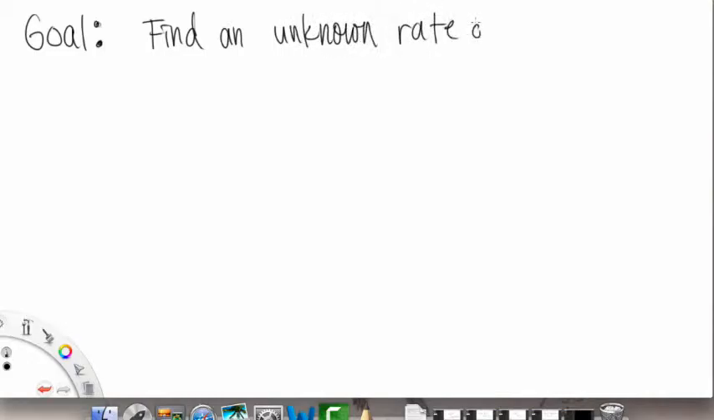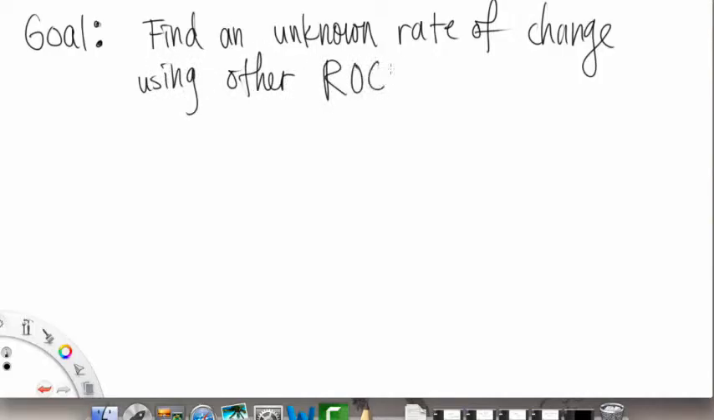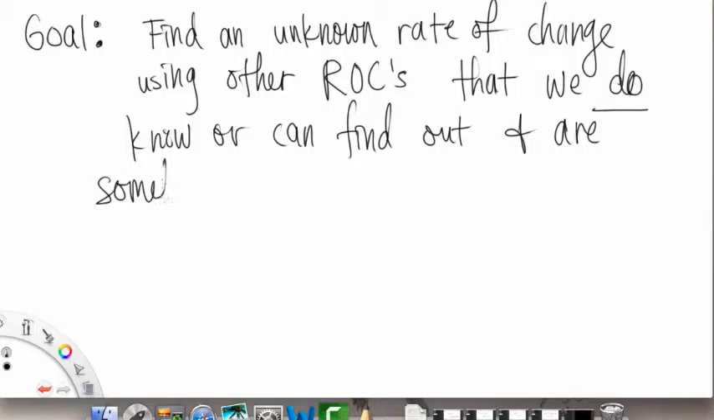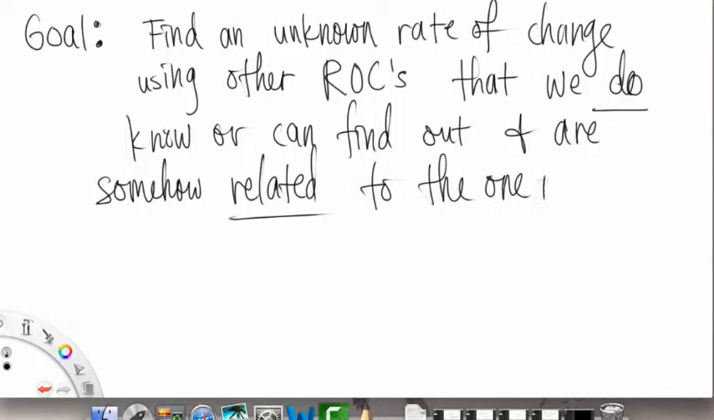So an unknown rate of change, by being resourceful, really, by using other rates of change, that we do know, or can find out very easily, or not easily, but so that we do know, and I'll underline that, so that we do know or can find out, and those other rates of change are somehow related to the one in question, hence related rates, right, the one that we are trying to find.